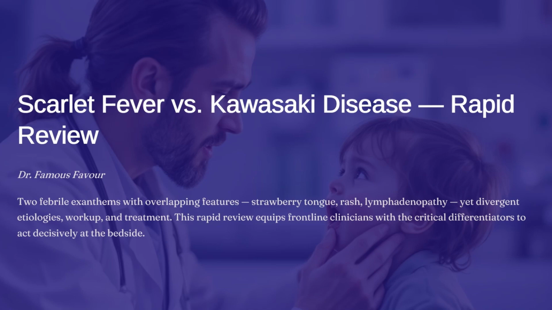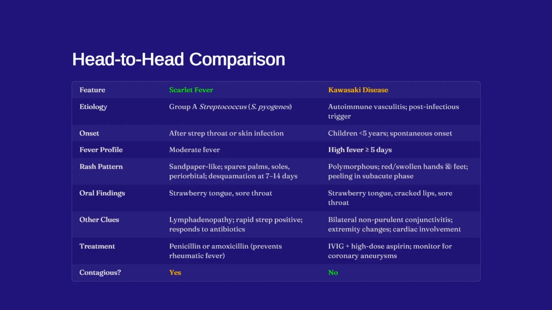So we are here to talk about Scarlet Fever and Kawasaki disease. Scarlet Fever is caused by Group A Streptococcus, and Kawasaki is caused by autoimmune vasculitis and is post-infectious. The onset for Scarlet Fever is usually after a strep throat or skin infection. The one for Kawasaki is children less than 5 years old and is always a spontaneous onset.